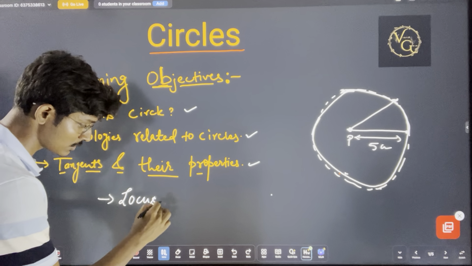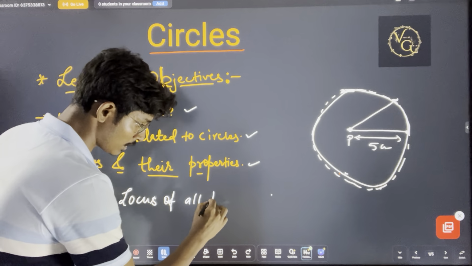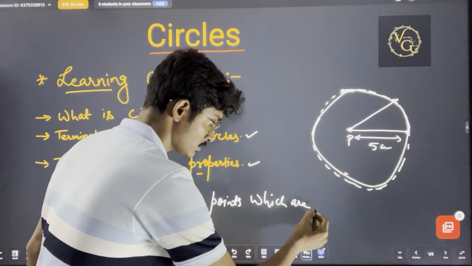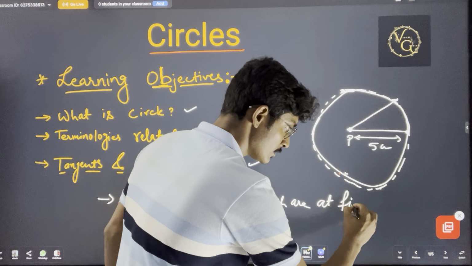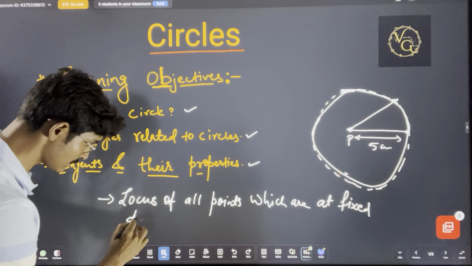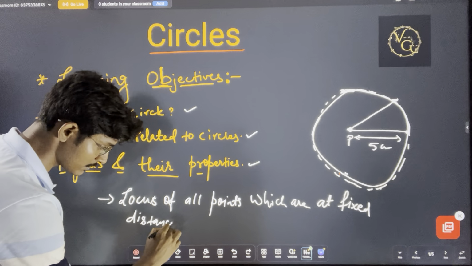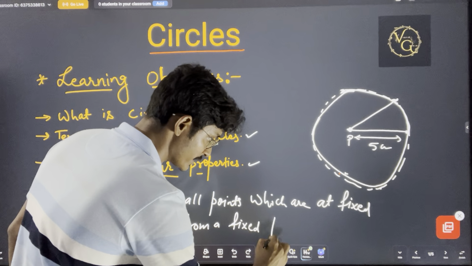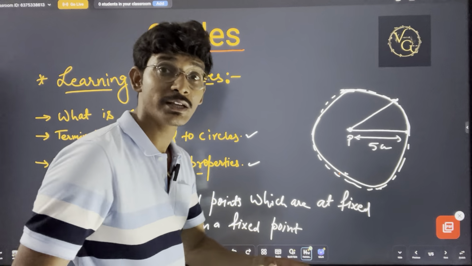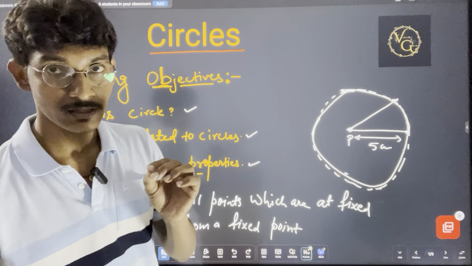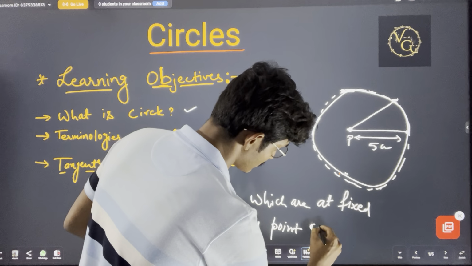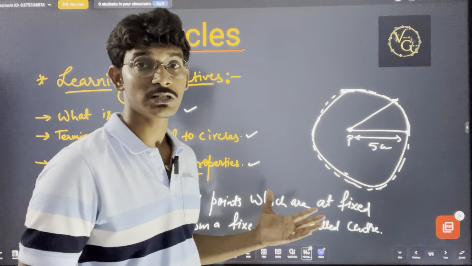Like locus of all points which are at a fixed distance from a fixed point. This fixed point is mostly known as what? Center. Okay, so fixed point called center. Okay, so I hope the basic definition of the circle is clear.